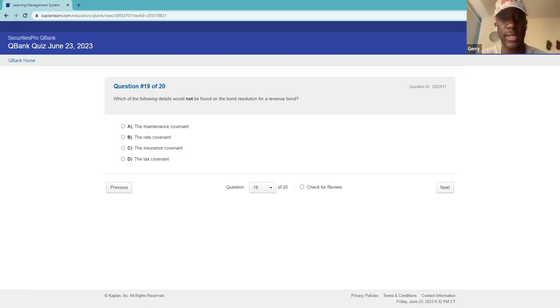I just said that a big part of your exam is distinguishing between GOs and revenues. And so that's what this question is. This question is saying one of these things is not for a revenue bond.